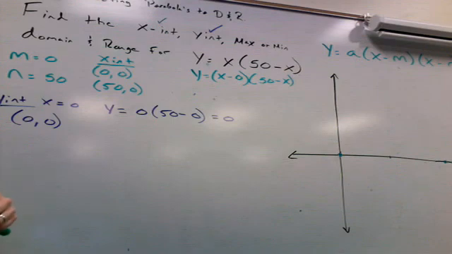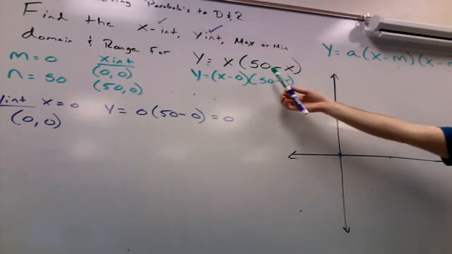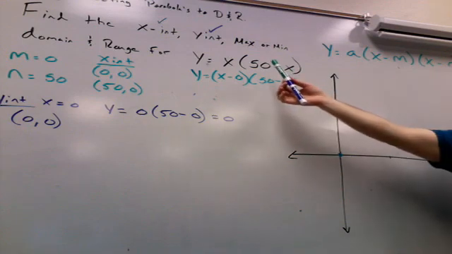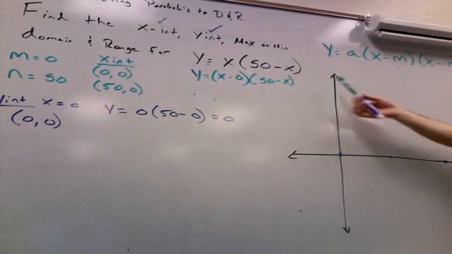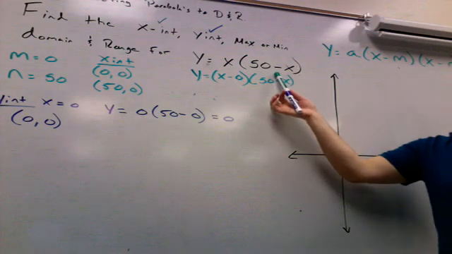Is he right? No. Austin made a good observation, but he missed this part. They tricked you and it's a negative. They flipped it on us, didn't they? They did 50 minus x instead of x minus 50, right? Remember, when they're in backwards order, that means our a is negative. They're hiding the negative on the a.